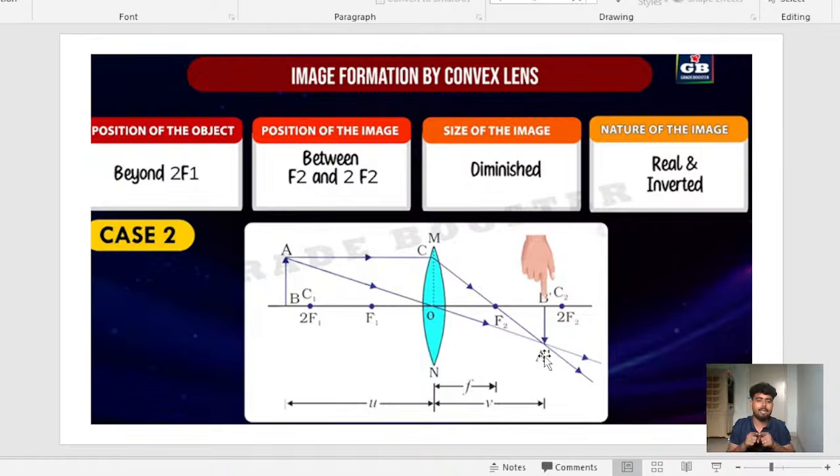When both meet each other at a single point, the image will be formed. So the image will be formed between F2 and 2F2. What is the nature of the image formed? It will be real and inverted.